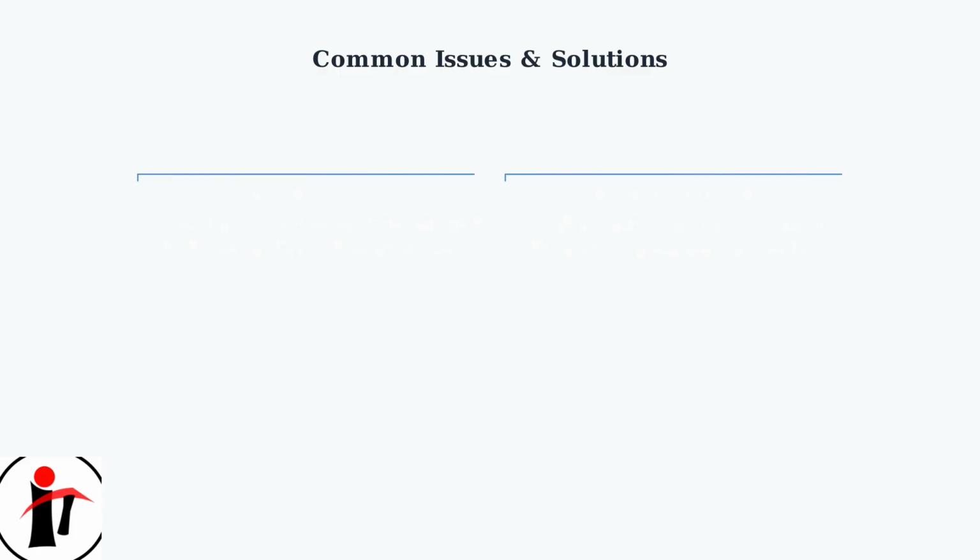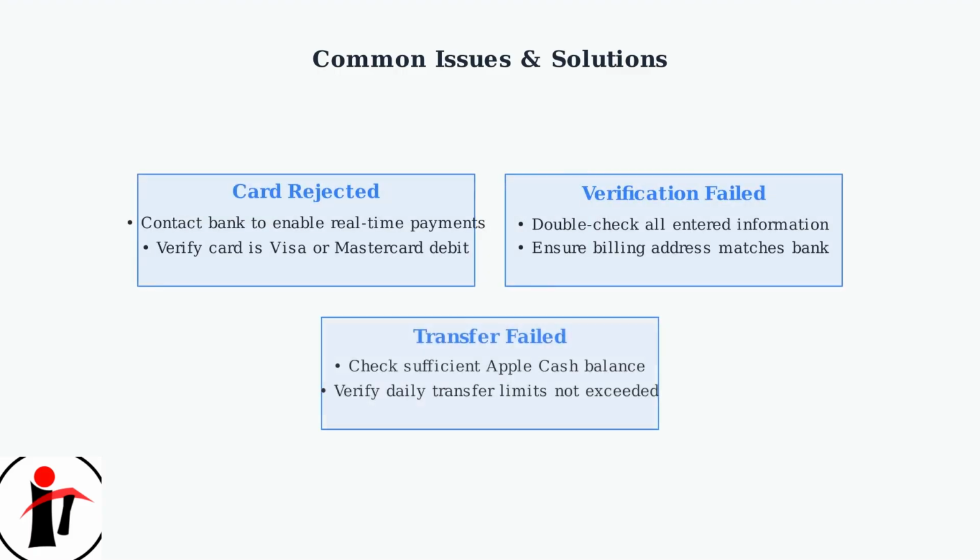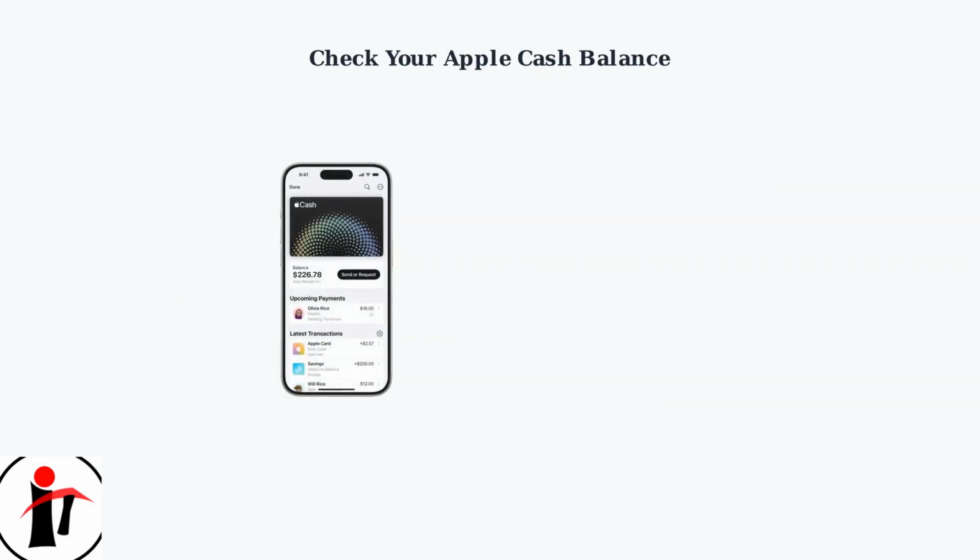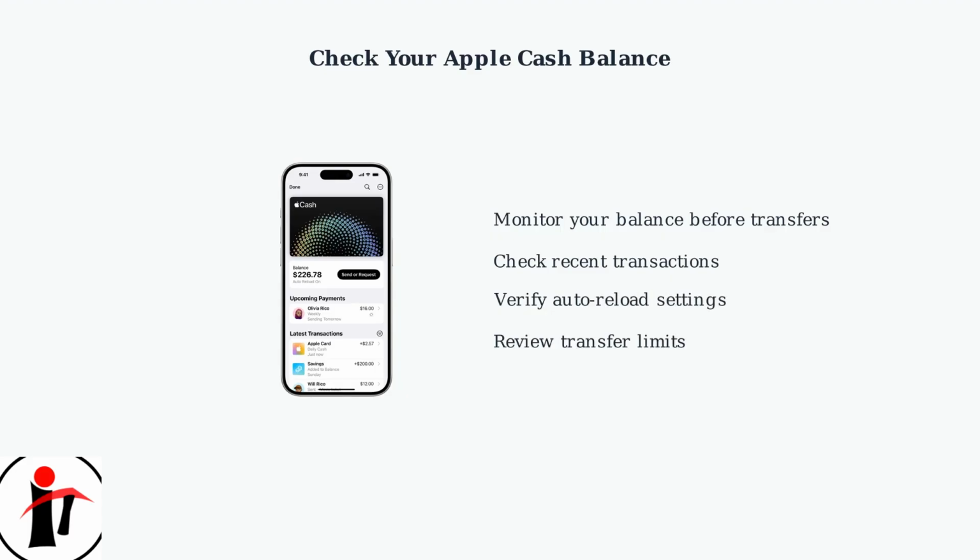If you encounter issues during verification or transfers, here are the most common problems and their solutions. Card rejections usually require contacting your bank, verification failures need double-checking information, and transfer failures often involve balance or limit issues. Always check your Apple Cash balance and recent transactions before attempting transfers. This helps avoid failed transfers due to insufficient funds or exceeded limits.